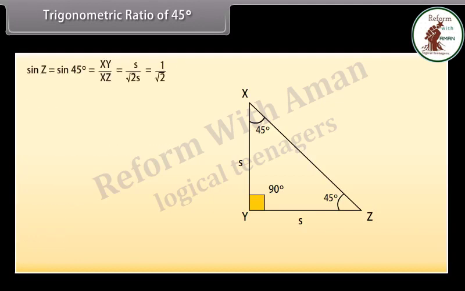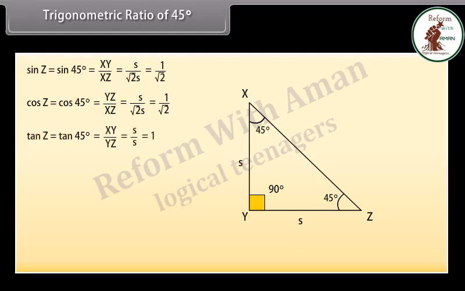Sin Z is equal to sin 45 degree, which equals XY upon XZ, which equals s upon square root 2s, which is equal to 1 upon square root 2. Cos Z is equal to cos 45 degree, which equals YZ upon XZ is equal to s upon square root 2s is equal to 1 upon square root 2. Tan Z is equal to tan 45 degree, which equals XY upon YZ, which equals s upon s, which is equal to 1.